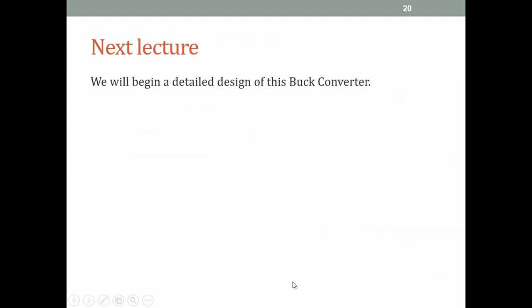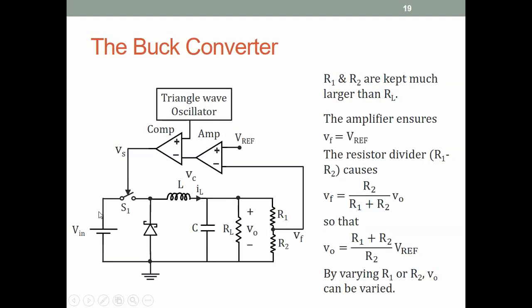Alright. So this is our final buck converter circuit. This buck converter circuit converts an input DC voltage which is fixed to a range of output DC voltages, and the output DC voltage, whatever value we decide based on R1 and R2, remains constant even when RL varies or Vin varies.